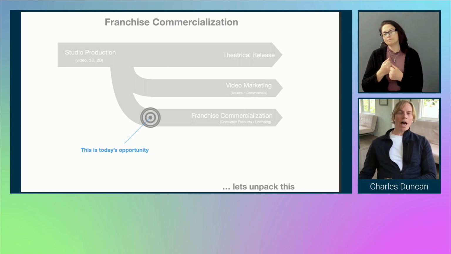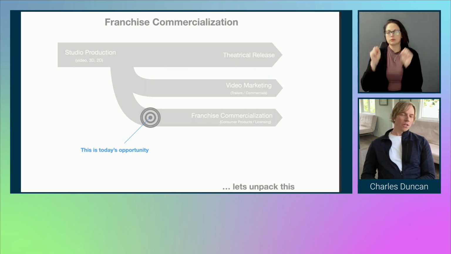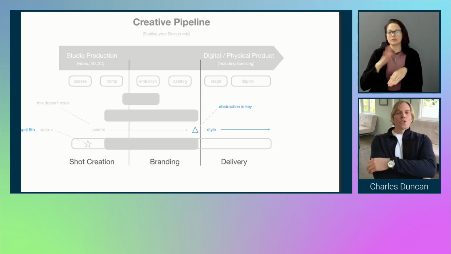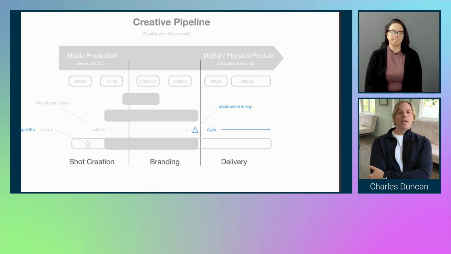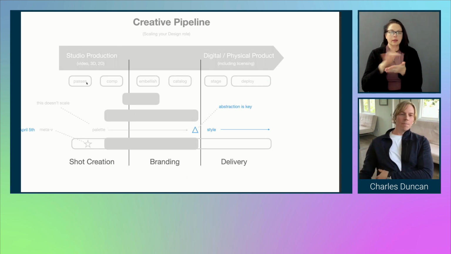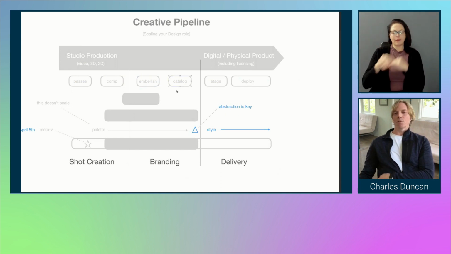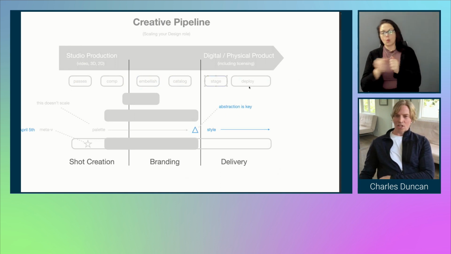And so there's a lot of opportunity for us to enable that space with personalization while at the same time tackling accessibility. So if we look at our pipeline, again, we go through shot creation, branding, and delivery. We talked about that. In the middle here, we've got some beats where we have our passes coming out of the 3D application. We talked about that. We composite that together. We embellish it by making it look pretty and adding the brand. We organize it for distribution with access controls. We stage it, then we deploy it.